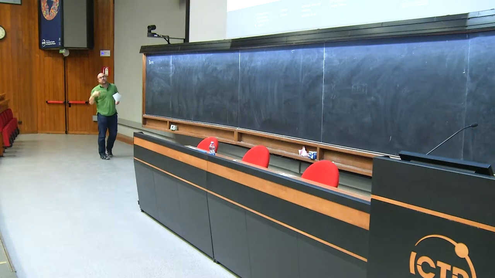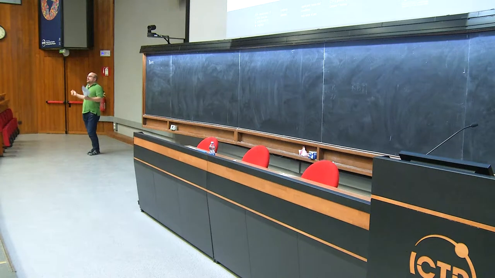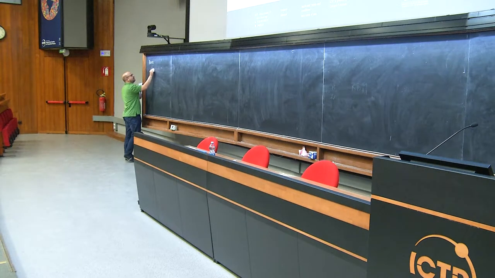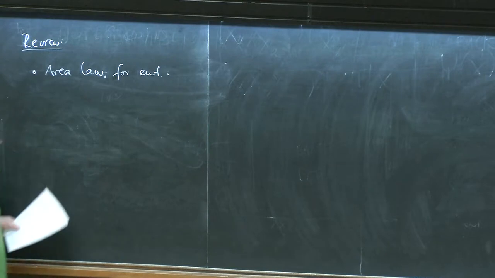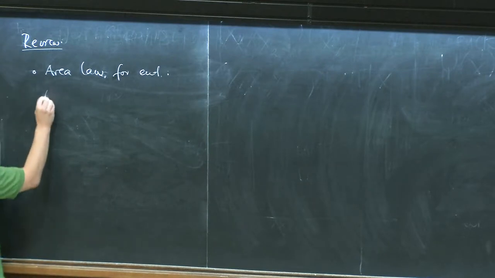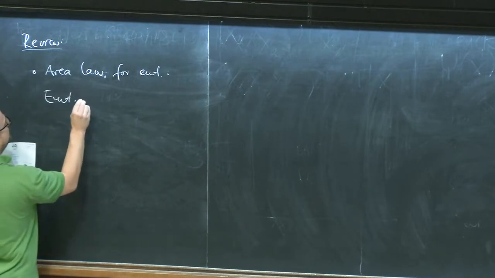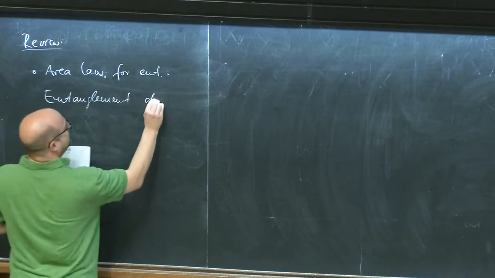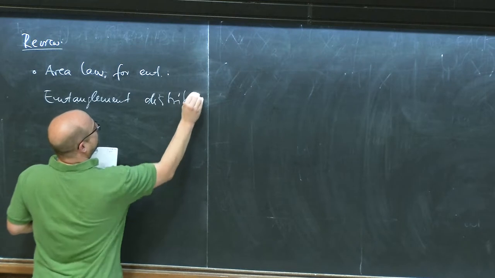We started by talking about the structure and nature of entanglement in many body systems. And we learned about the area law for entanglement, which basically told us that in many body systems, entanglement is distributed locally.